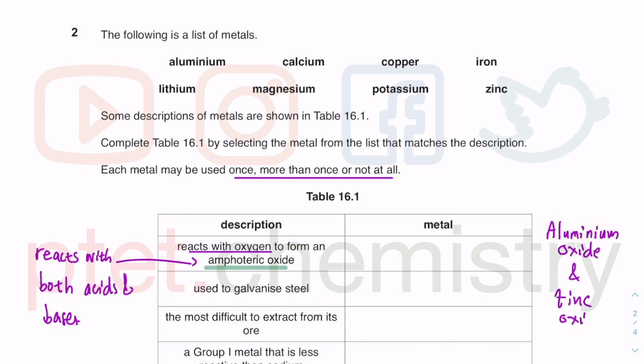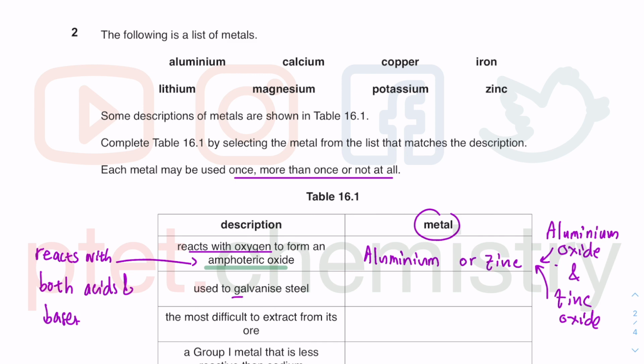So amphoteric oxides are zinc oxide and aluminium oxide, but which metal in the list is included here? It reacts with oxygen, so you could have aluminium, or you could have zinc, whichever one you like.